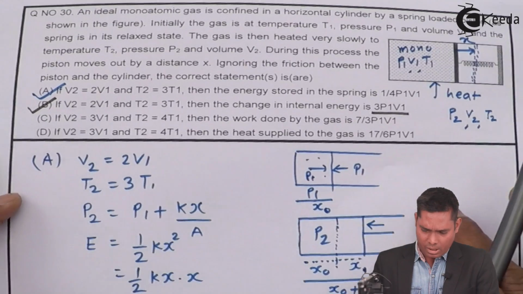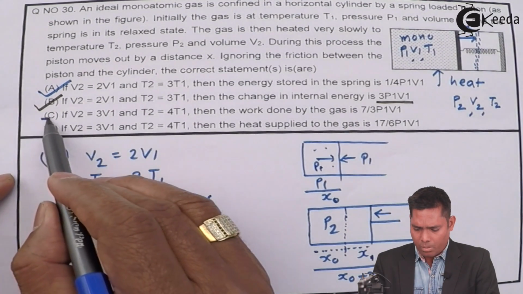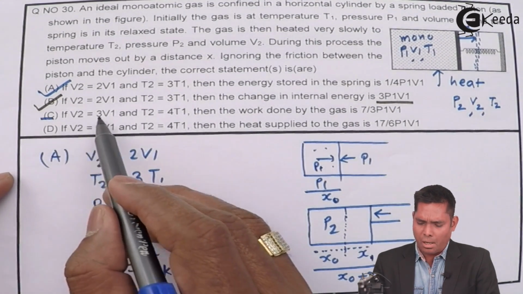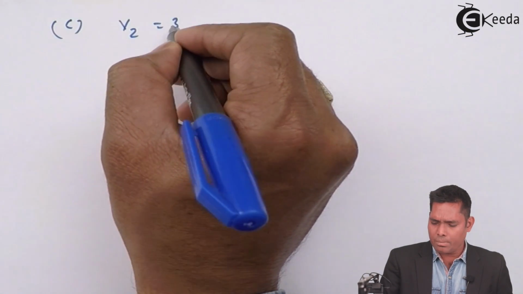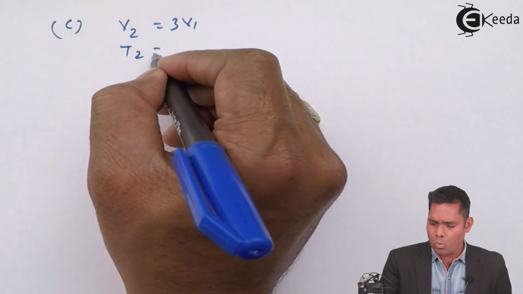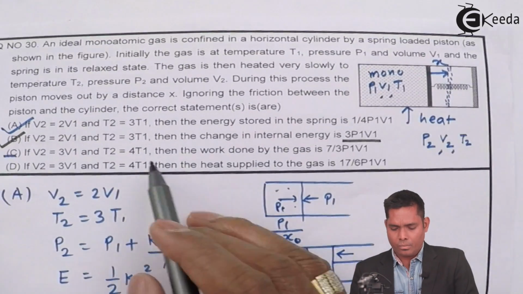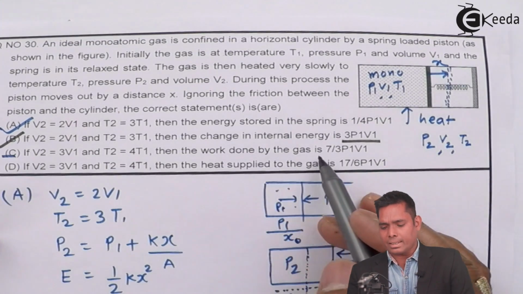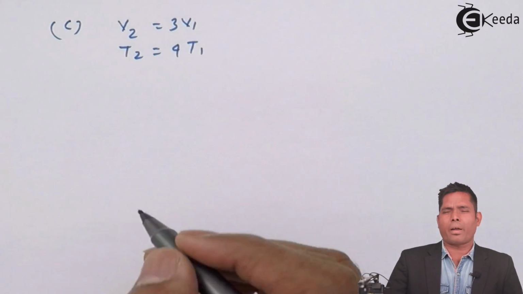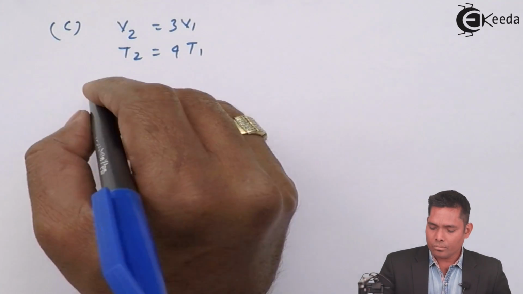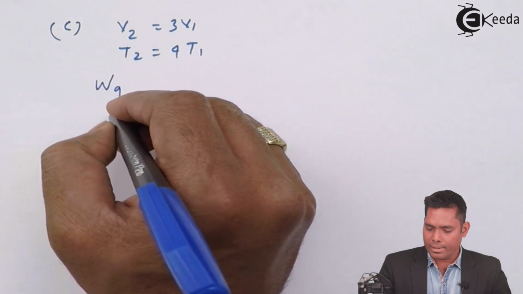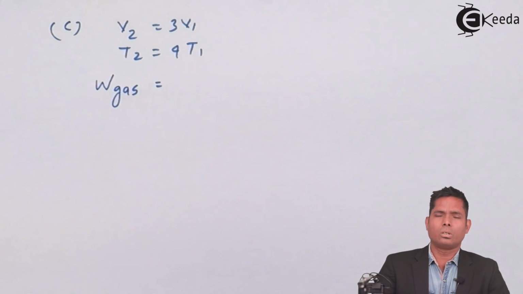Option number C talks about if V2 is 3 times V1 and temperature is 4 times T1, then the work done by the gas is this. So you have to find the work done by the gas.